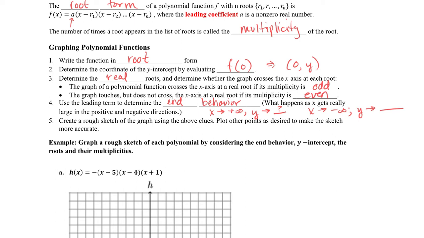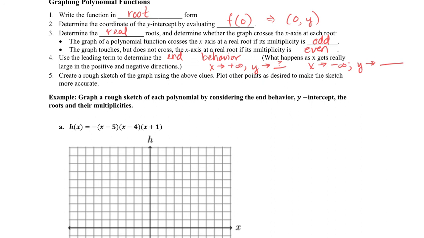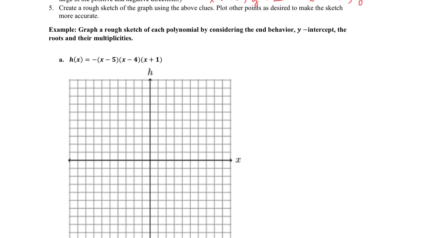And then finally, we'll create a rough sketch of our graph using all of the information in the first 4 steps, and we'll plot any additional points that we need. So always remember that you're going to find these particular points in every one of your graphs, but if you need more points to create a better graph, then plot more points. You can plot as many points as you want. This is just the minimum number of points.